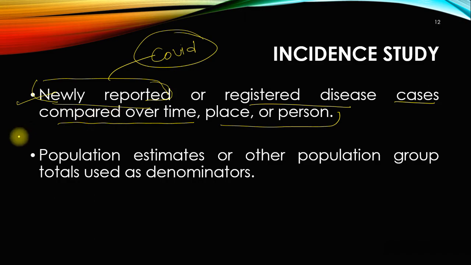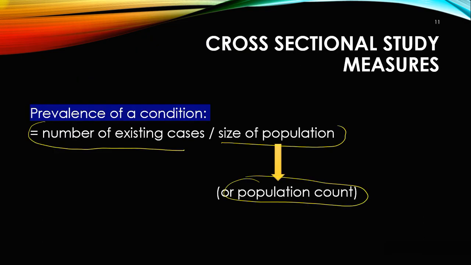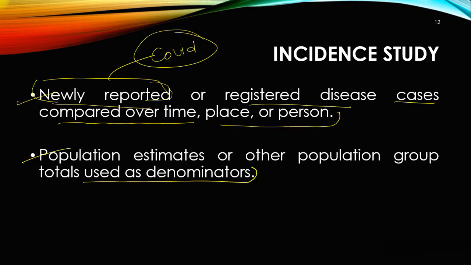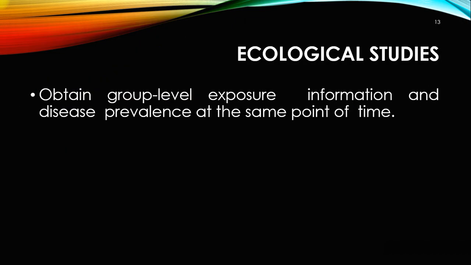Okay, so next is population estimates, or the population group totals, which is used as the denominator. So in the earlier formula, instead of the size of population, we can replace it by the population estimate or the other population group totals. Okay, so next is ecological studies. So these studies obtain group level exposure information and disease prevalence at the same point of time.